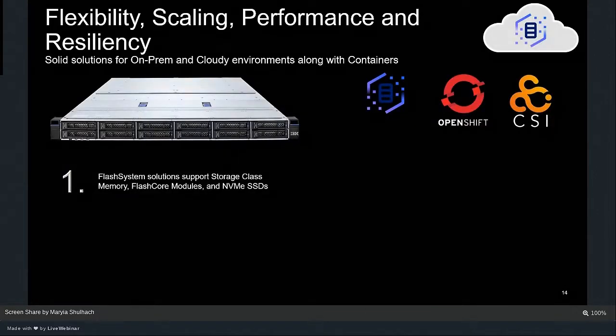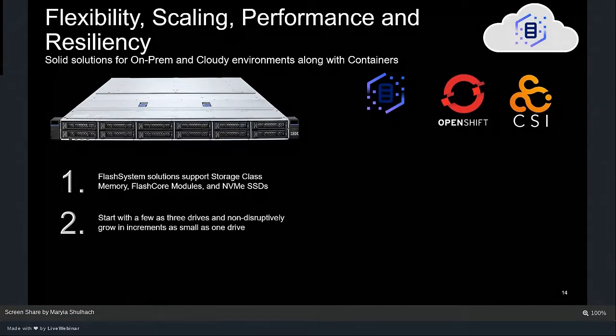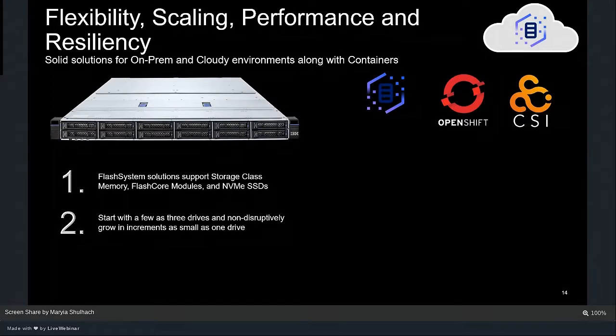Yeah, and just as a summary of the flexibility, scaling, and performance that we get with a FlashSystem and containers, just a couple of things. As I mentioned, you can use a couple of different drive classes, such as the fastest drives available in the market, which are SCMs, the FlashCore Modules that come with their own benefits that I unfortunately cannot talk a lot about today because we don't have time. But if you are interested, please contact me. I'll gladly take up about an hour of your time talking about that.